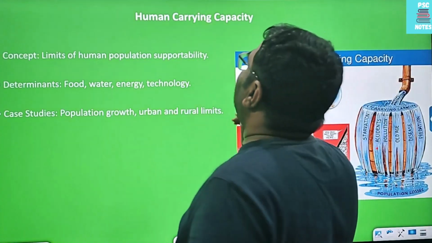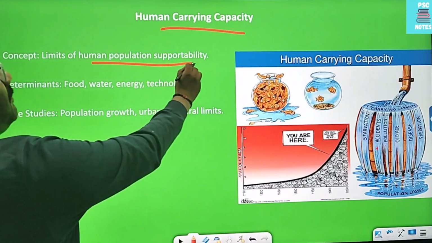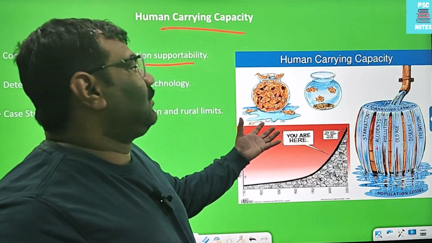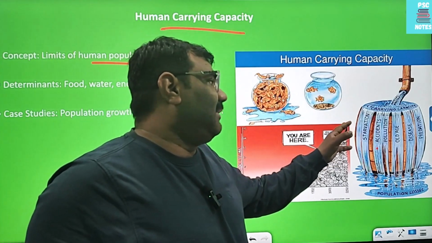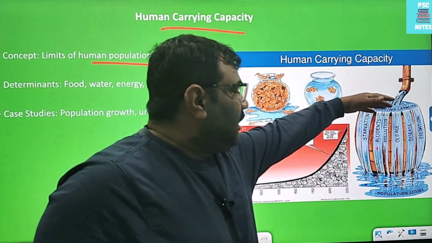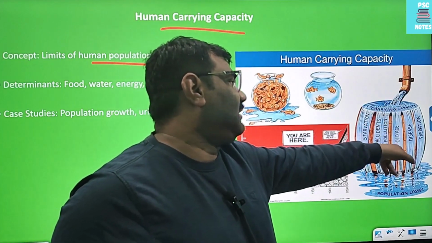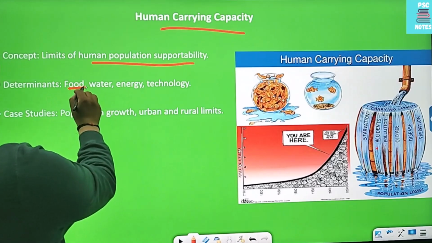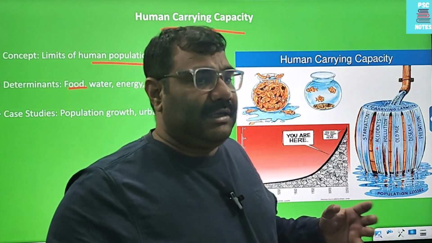So what is human carrying capacity? It is the limit of human population supportability. Like resource तो same है, resources are same, है ना. अगर population infinitely बढ़ती जाएगी तो carrying capacity तो stuck है, ठीक है. तो because of that population decrease होगी. कैसे? Starvation, accident, pollution, ठीक है. Determinants, food is the most important determinant.